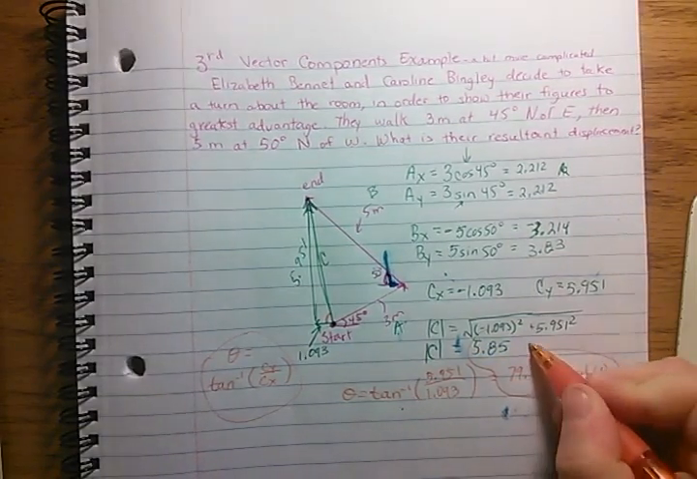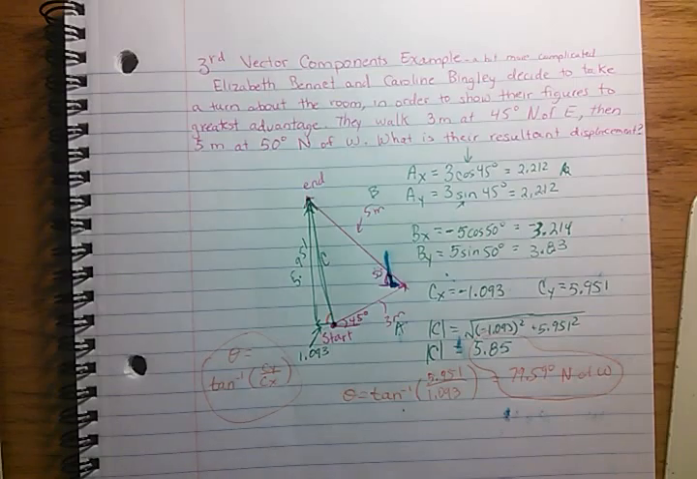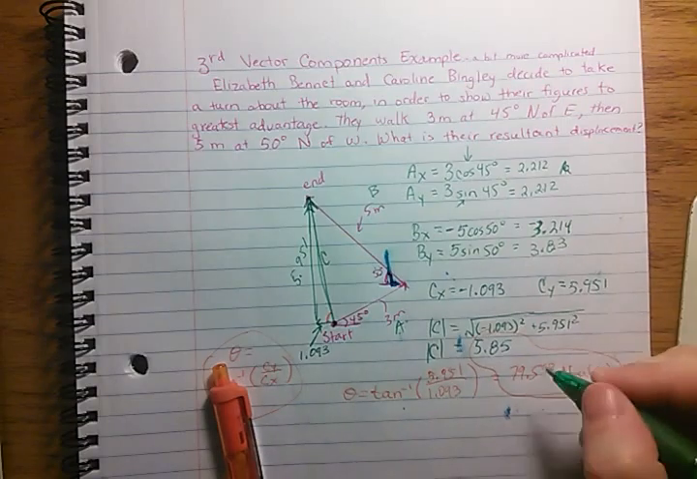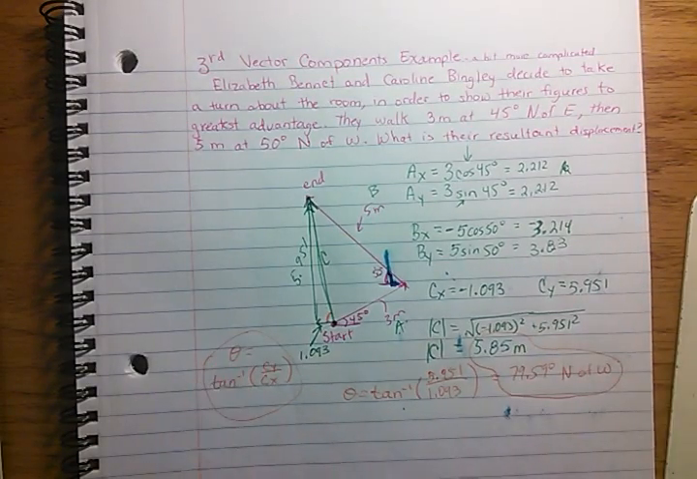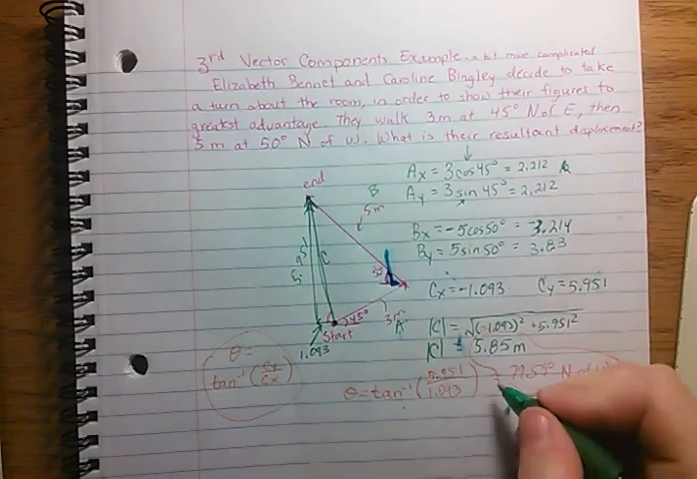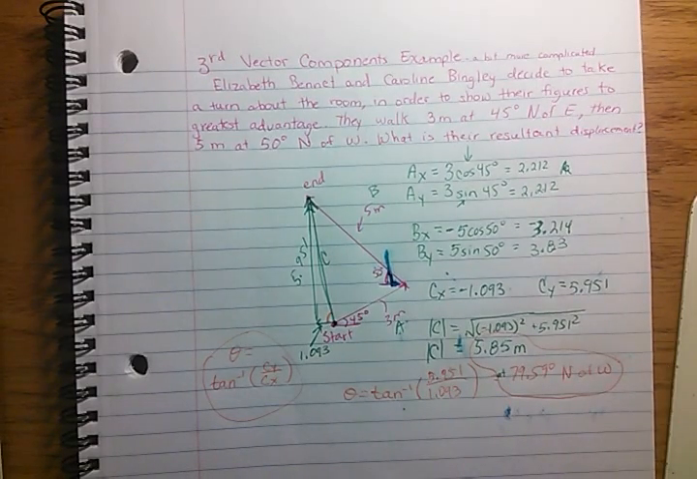So this whole thing is our final answer. Elizabeth Bennet and Caroline Bingley's final displacement is 5.85, and I forgot something here. I forgot my units. 5.85 meters at 79.59 degrees north of west.